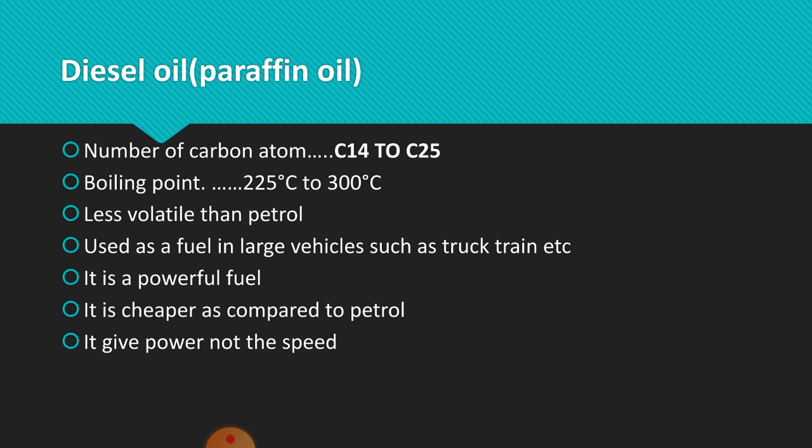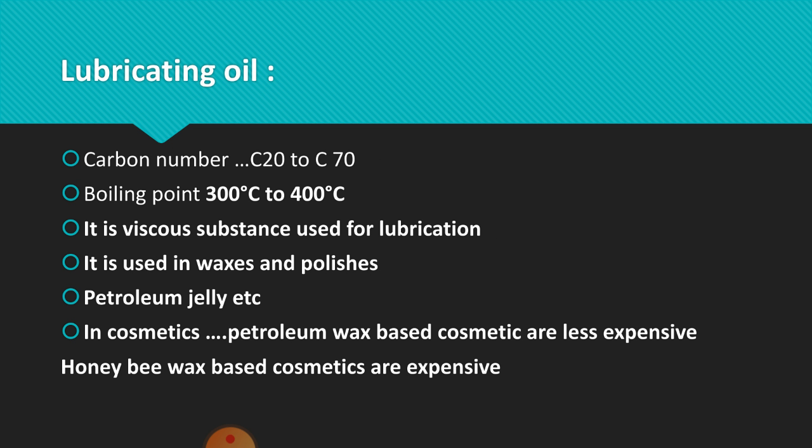Keep in mind, it gives power, not speed, while petrol gives speed, not power. Petrol does not have that much power to run larger or bigger vehicles, while diesel has the ability to run larger vehicles, but it does not give speed. You may have observed that large vehicles are not as speedy as cars and smaller vehicles which run on petrol. The next fraction we have is the lubricating oil.